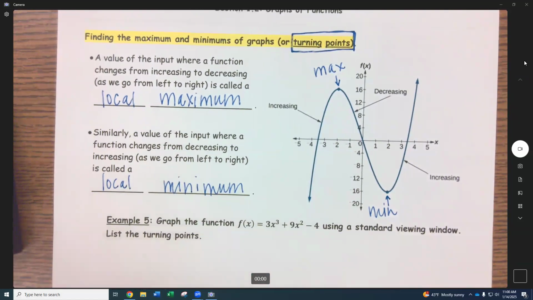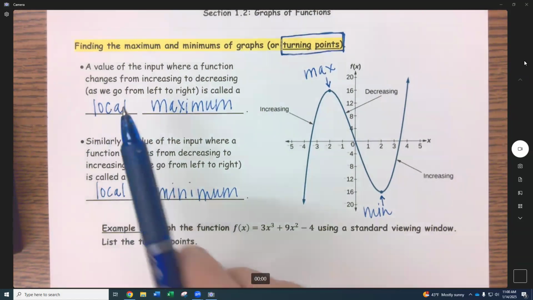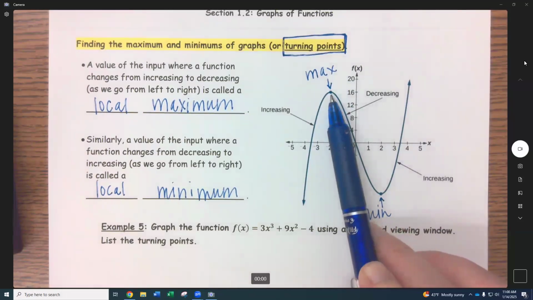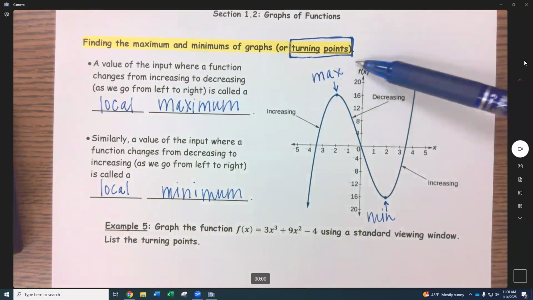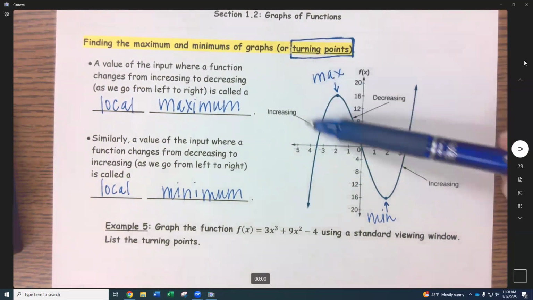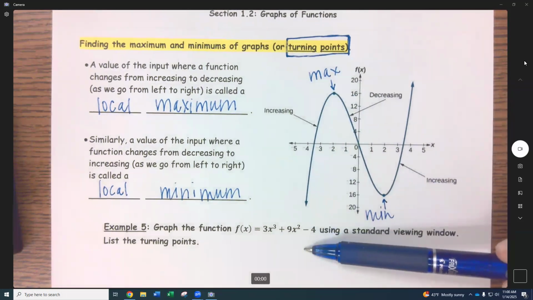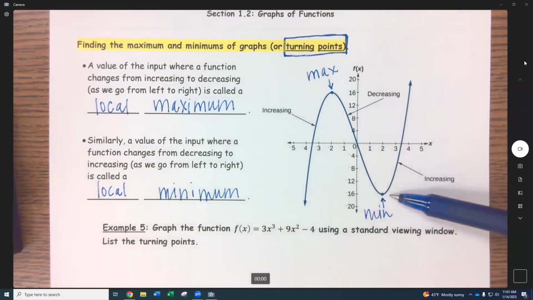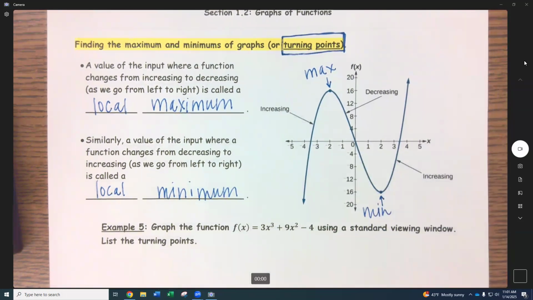Now, this isn't an absolute max or an absolute min. It's a local max because this isn't the absolute highest, right? It's not the highest it's going to go. This is going to keep going up forever. But in this area here, it is the local max. Same thing here. This function is going to keep decreasing forever. So this is not the absolute min. It is a local minimum. And this spot here is a min.